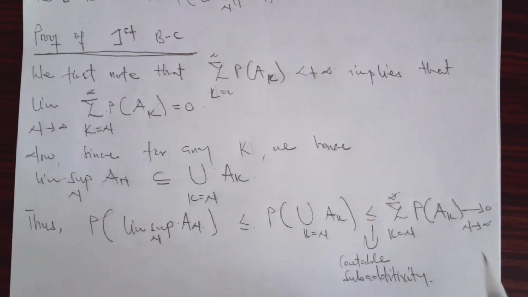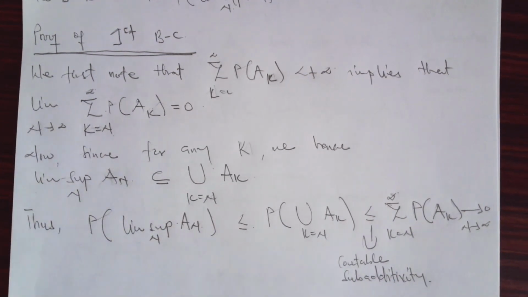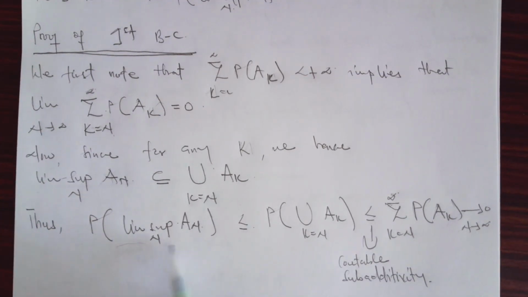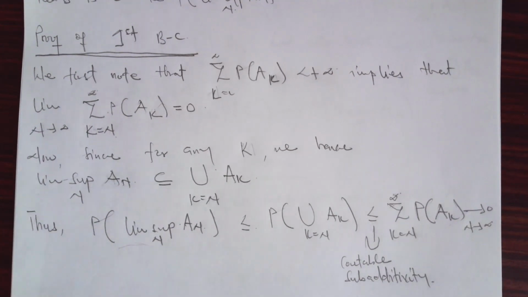Since this goes to 0, and the probability of any event is greater or equal to 0, and the probability of the event is also less or equal to 0, it implies that the probability of the lim sup of An is 0. This ends the proof.